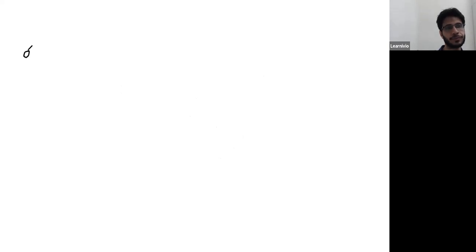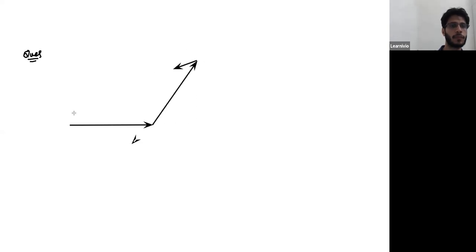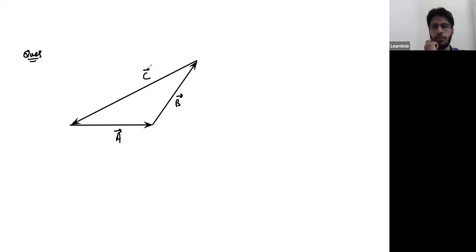Okay, tell me one thing. I have taken three vectors, all three are in same order. This is vector A, this is vector B, and this one is vector C. All vectors A, B, and C are in same order. If someone asks you to calculate how much is A plus B plus C, first of all, just tell me, is C the resultant vector? Yes or no? I need all answers in chat room.